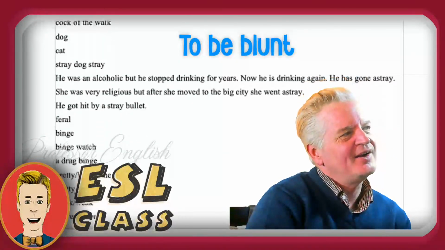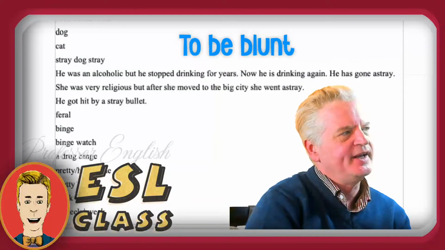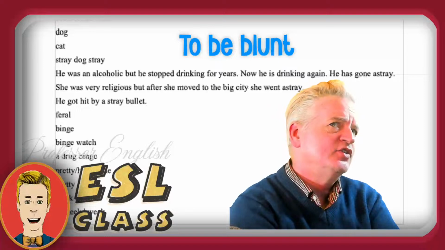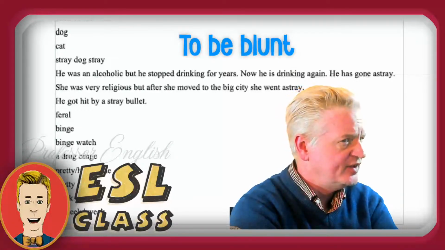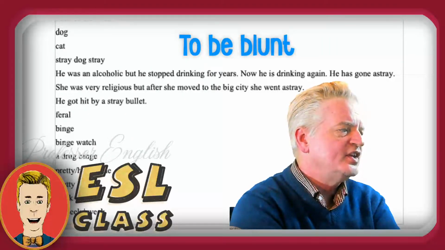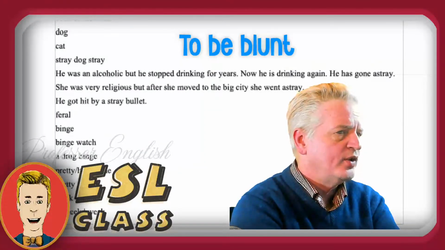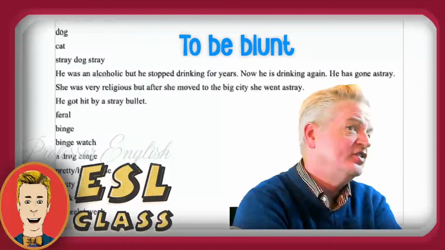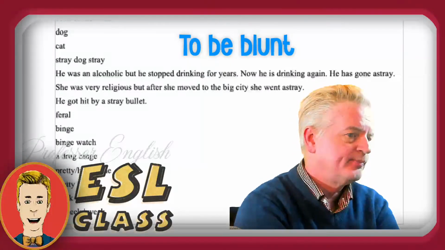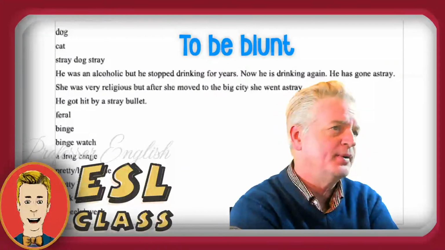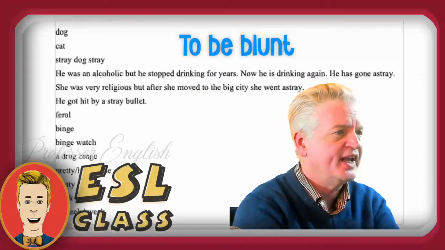Then we were talking about the word stray. This word stray is interesting because it kind of means out of place, not in the correct place. When you see a dog in the street or a cat in the street, in Spanish they would say street dog or street cat, using Spanish words. But that's not what you say in English. You probably wouldn't say street dog or street cat.